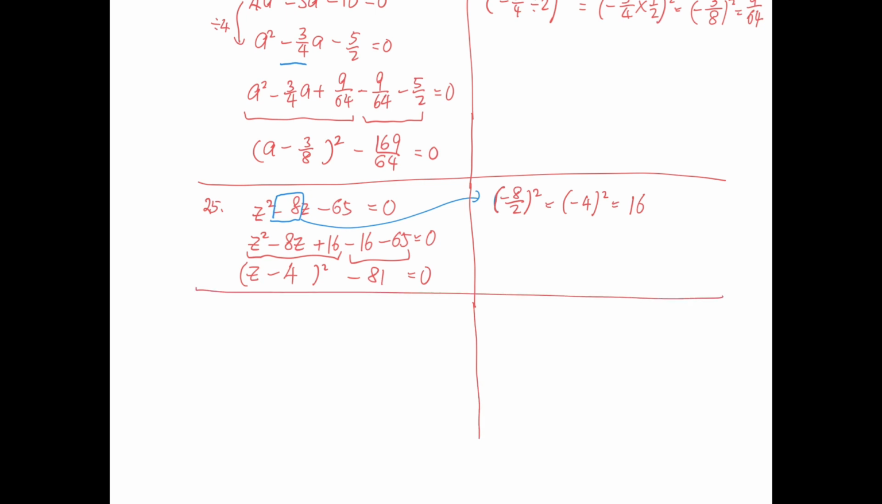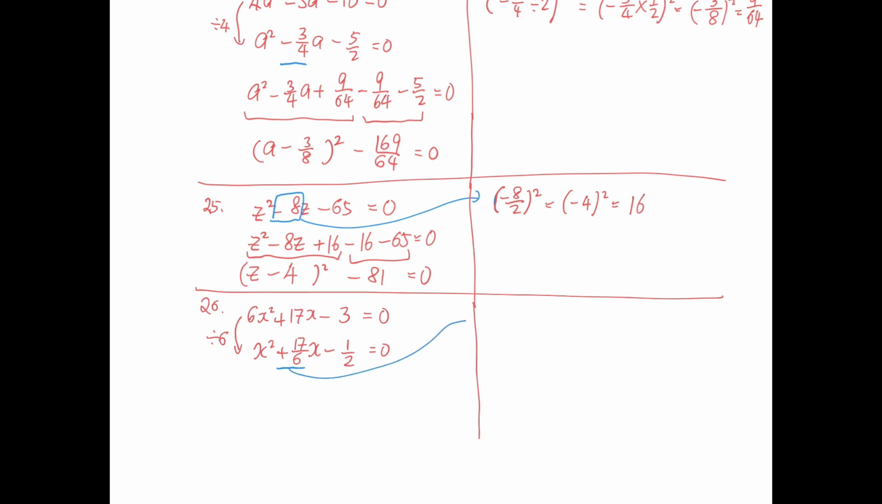So question 26. 6x squared plus 17x minus 3 equal to 0. So we divide by 6 first. So we get x squared plus 17 over 6x. 3 divided by 6 is 1 over 2. Okay, so after doing so, now we focus on the second coefficient, which is 17 over 6.